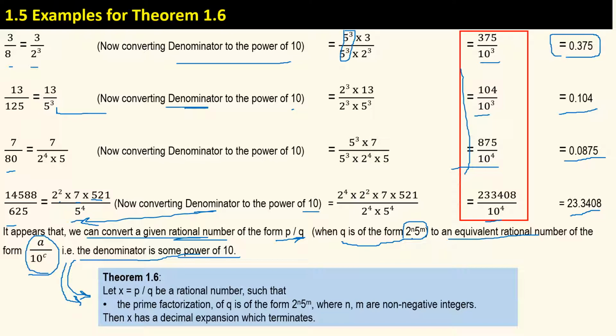which states that let x be equal to p divided by q, a rational number such that the prime factorization of q is of the form 2 raised to power n multiplied by 5 raised to power m, where n and m are non-negative integers. Then x has a decimal expansion which terminates. So this is the important thing, that x has a decimal expansion which terminates.